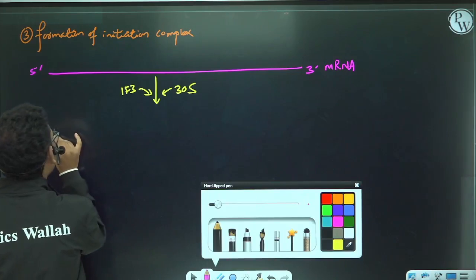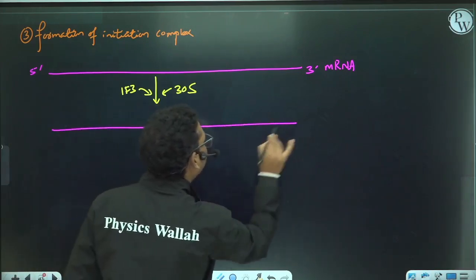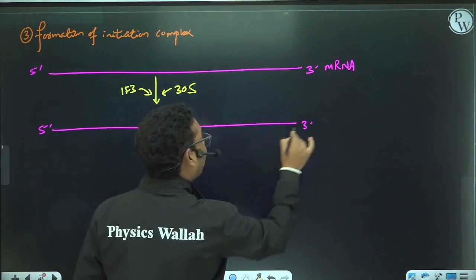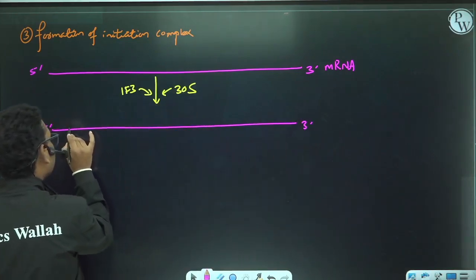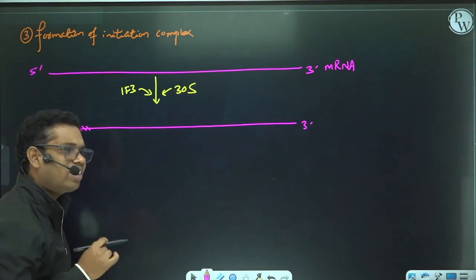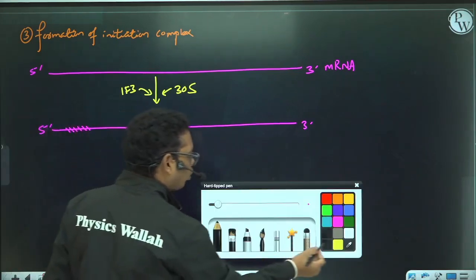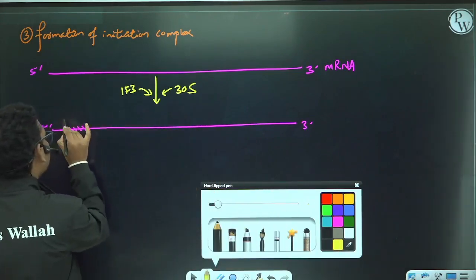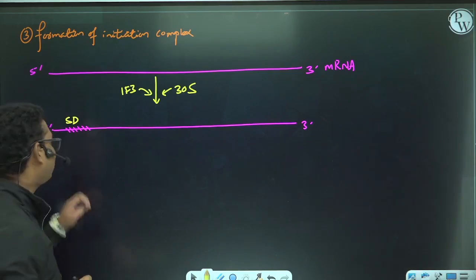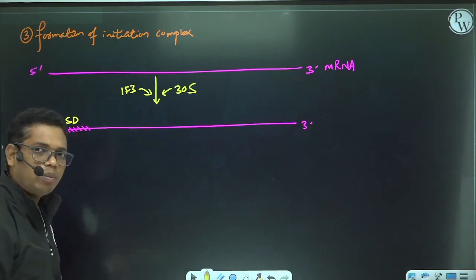So this is mRNA, 5' end, 3' end, and at the 5' end some sequence will be present. And the sequence is called the SD sequence. What do you call that sequence? You call that sequence the SD sequence, Shine-Dalgarno sequence, present at the 5' end of the mRNA.